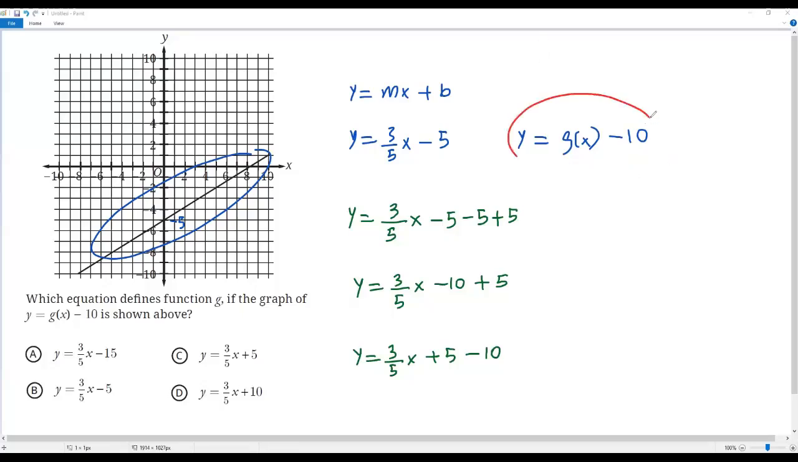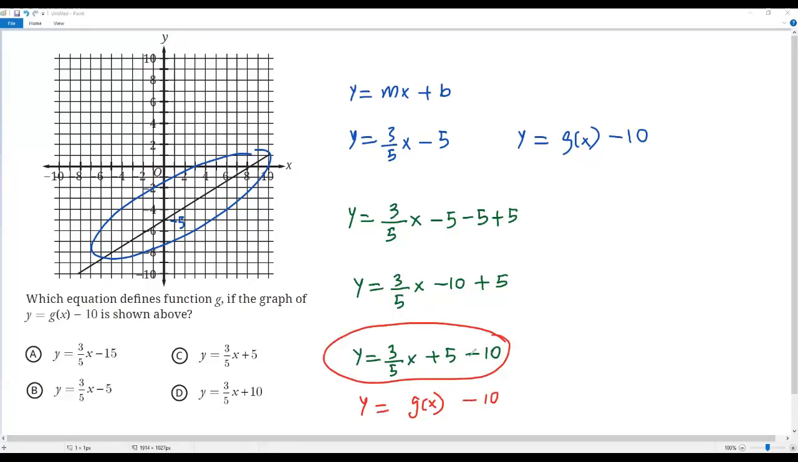Now let me take the given equation over here, y equals g of x minus 10. This is the equation we got for this line from the graph, and this is the equation of the same line given in the graph. Now let's compare the equation we got from the graph and the equation given in the question. At the place of g of x, what do we have? Here we have negative 10, here we have negative 10. So this is what we have for g of x.